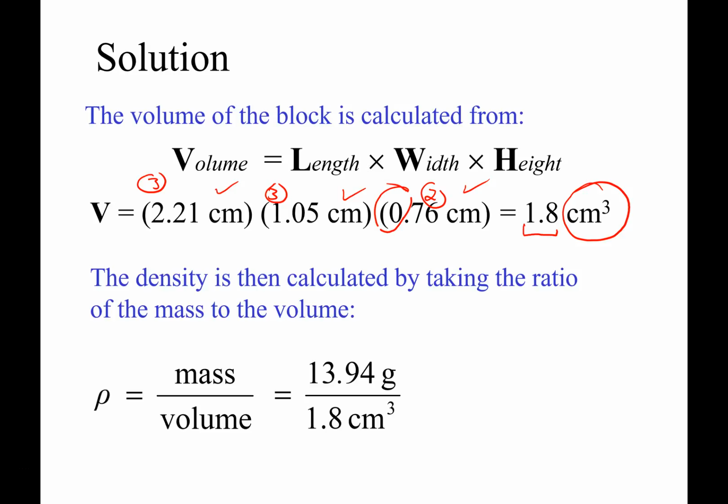I'm going to just check this out. 13.94 divided by 1.8, and I get 7.74 repeating. This is what my calculator displays. What would the units be? Yep, grams per centimeter cubed. Okay, 2 sig figs. So I'm going to keep this digit here and this digit here. So I would write it as 7.7 grams per centimeter cubed.